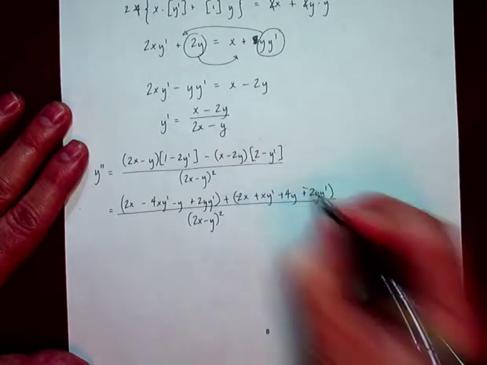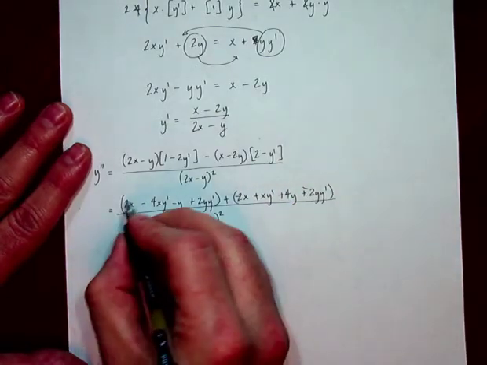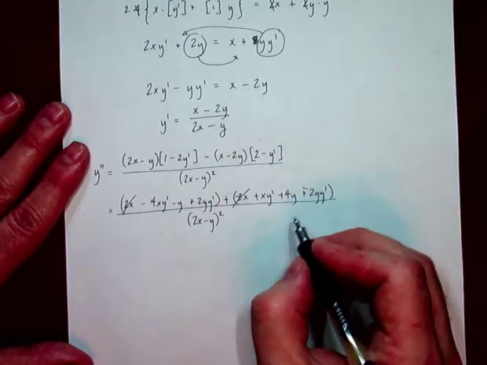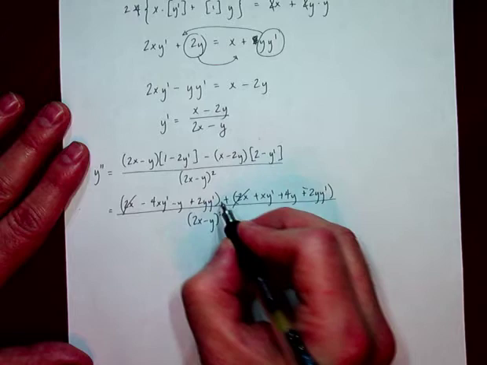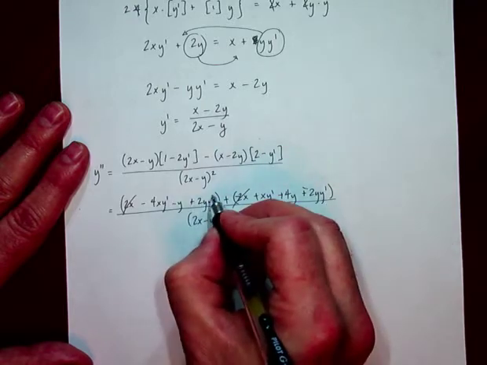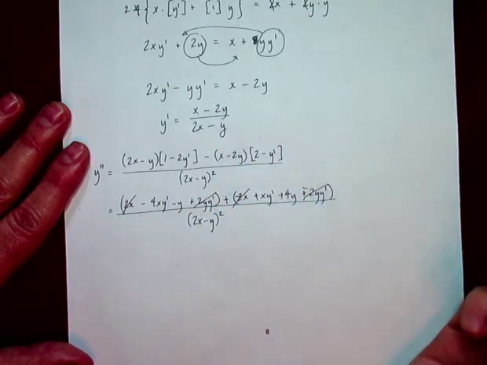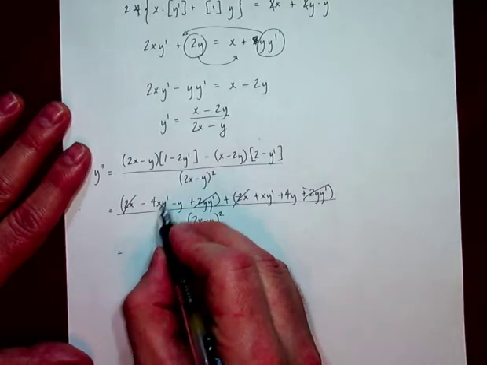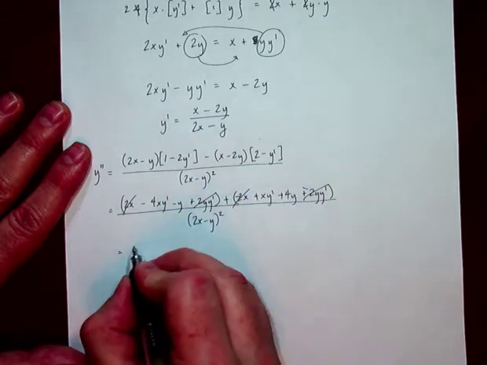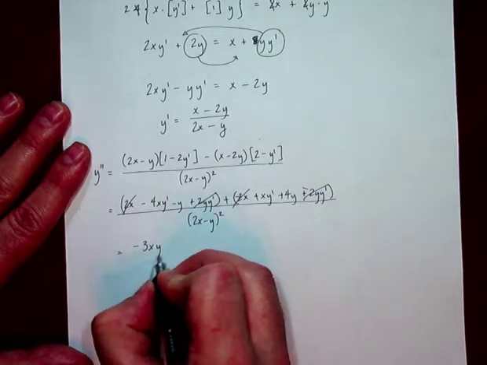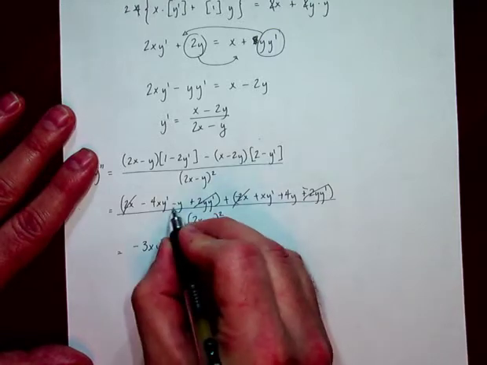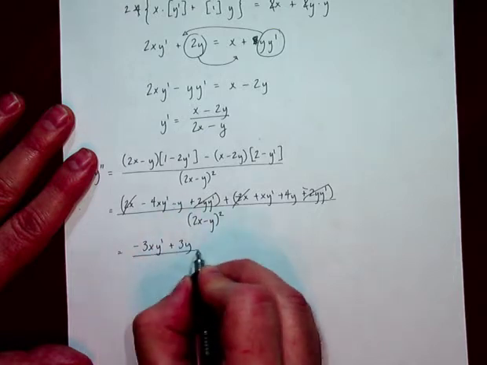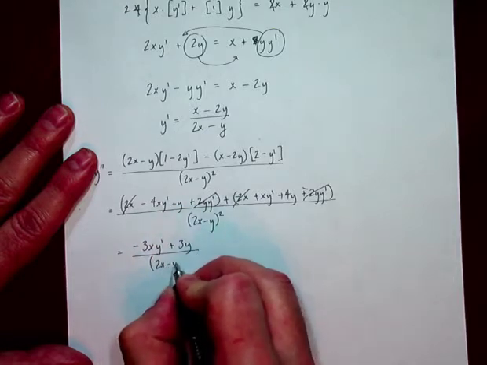Okay, so let's go ahead and just distribute that negative. Now the 2x and the negative 2x cancel out. That's kind of nice. Basically, the 2y prime and the negative 2y prime cancel out. And then here we're going to get negative 4xy prime and positive xy prime. We're going to get negative 3xy prime. And then negative y and positive 4y, so plus 3y over (2x minus y) squared.